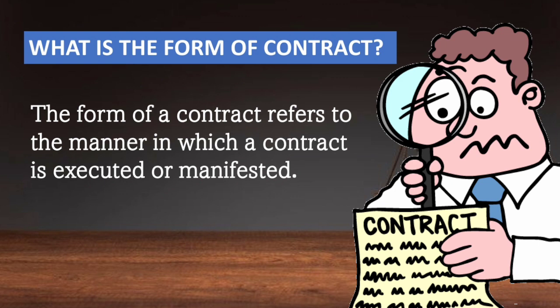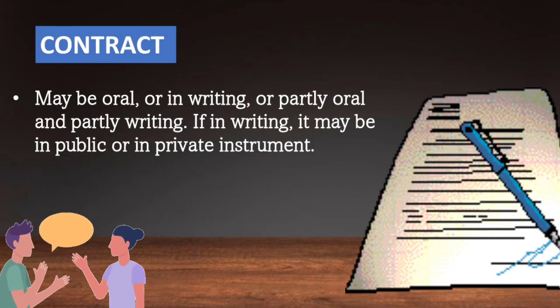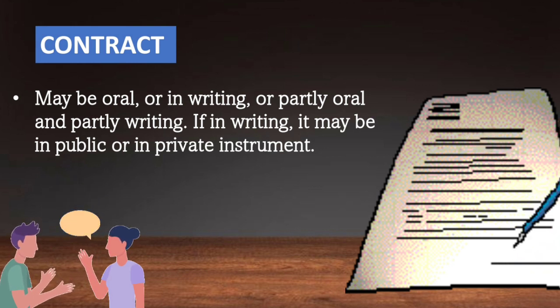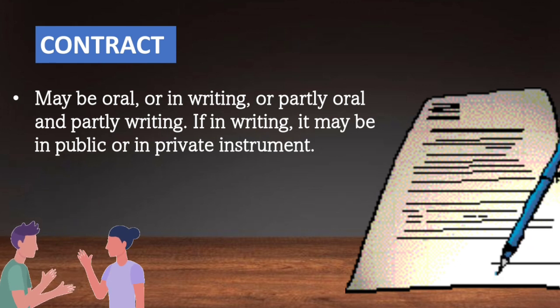And now, let's talk about what the form of contract is. The form of contract refers to the manner in which a contract is executed or manifested. This means how to execute the contract. So the contract may be oral or written. The contract may be oral or in writing, or partly oral and partly in writing. If in writing, it may be in a public or private instrument.